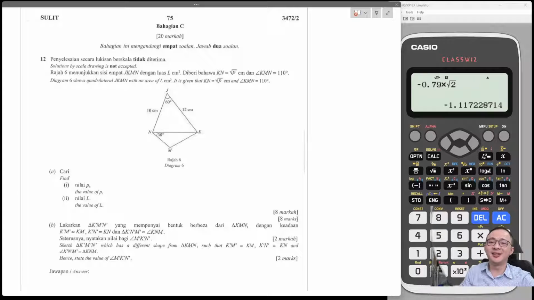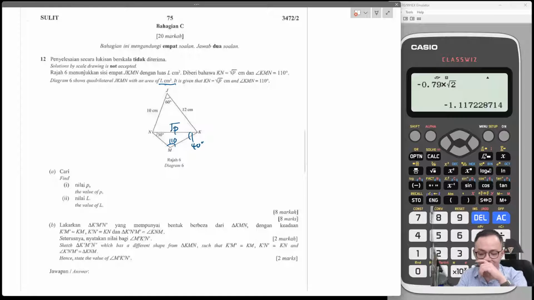Alright, let's do the solution of triangle. So in this case, we have quadrilateral JKMN, the whole thing is L here. It's given that KN is square root P, okay? And then we have KMN is 110. Then here will be 100, here will be 40 degrees. This is all the information we have. It asks us to find the P.